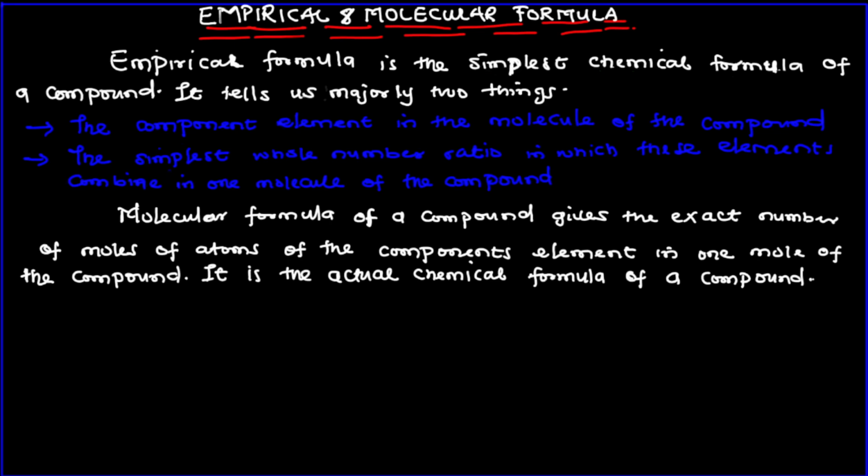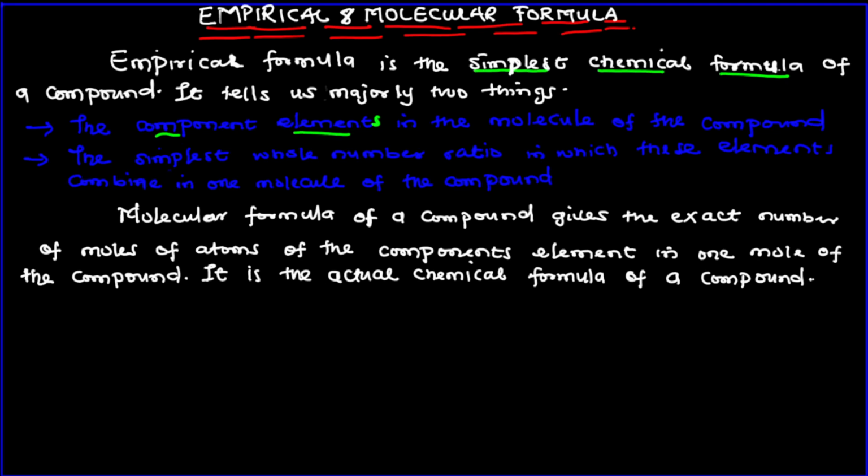So, what is empirical formula? I wrote that empirical formula is the simplest chemical formula of a compound. It tells us majorly two things: the component elements in the molecule of the compound, and the simplest whole number ratio in which these elements combine in one molecule of the compound.